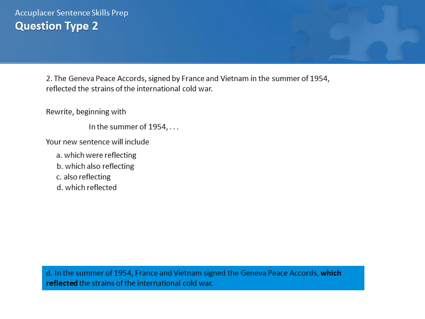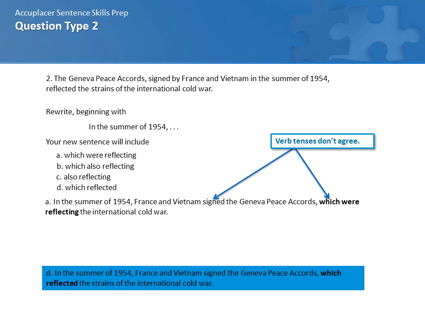If we chose option A, which were reflecting, we'd have a problem with the verb tenses not agreeing. The sentence might read, in the summer of 1954, France and Vietnam signed the Geneva Peace Accords, which were reflecting. And that is problematic. We don't want signed in one form and which were reflecting in a different form.